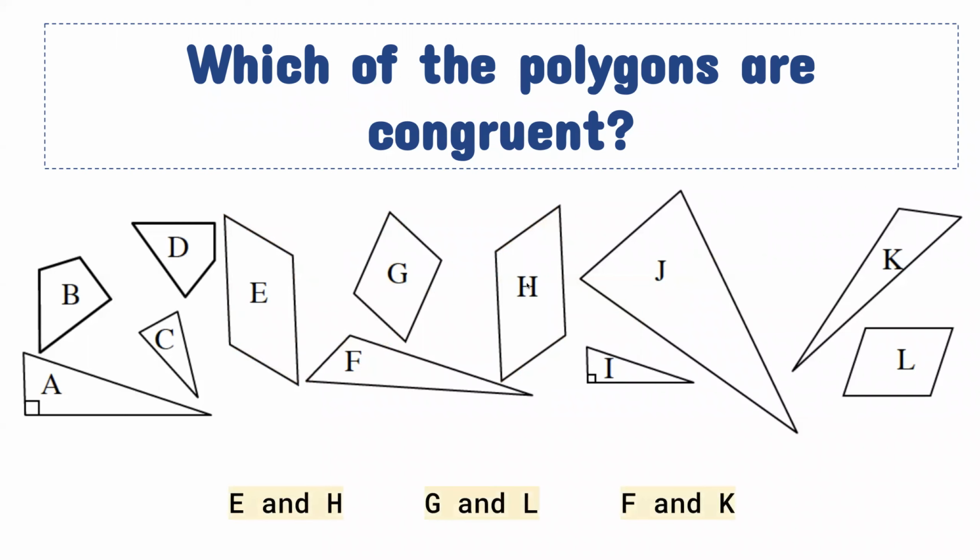So when E and H are congruent, G and L, where is G? G and L, yep, maybe it was rotated and translated. It doesn't look like it was reflected. And then F and K. Oh yeah, F and K. It looks like it was reflected, rotated, and translated. It looks like it had all three transformations.